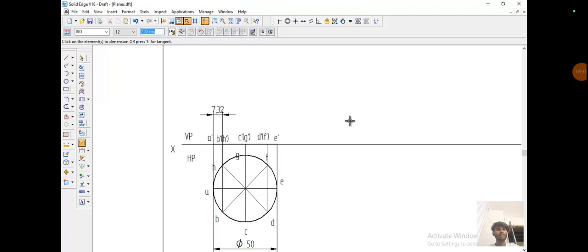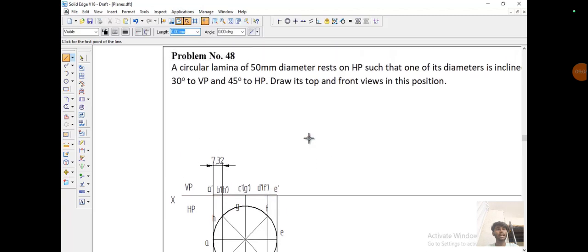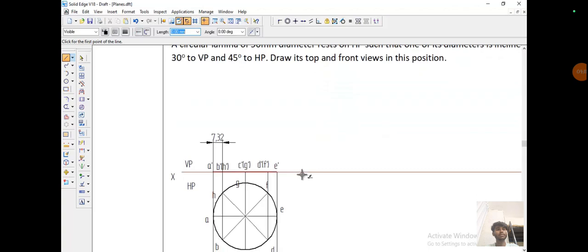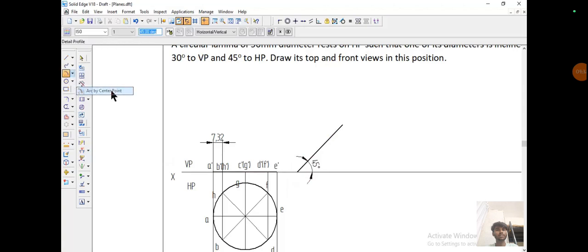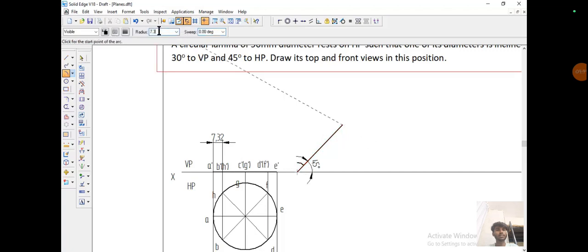Next step, 45 degrees, and show the angle and its arc by center point and draw the arc. First we have to draw the 45 degree line here. And show the dimension angle between and show the angle. Next go to arc by center point, place it on the XY line and give the radius as 7.32 and cut an arc from the upper side. Same procedure.